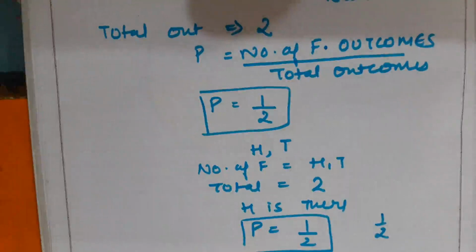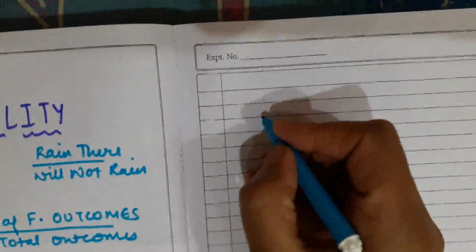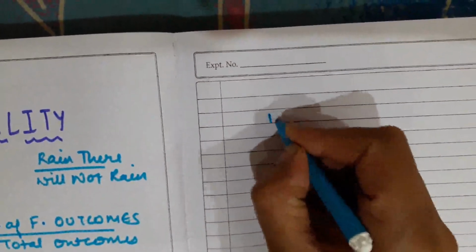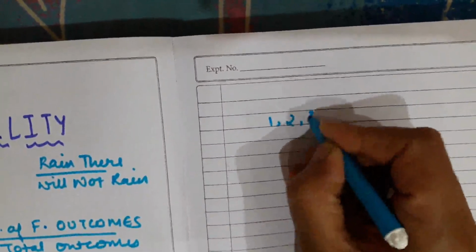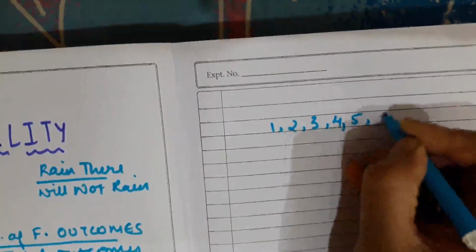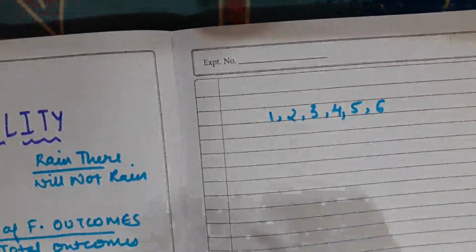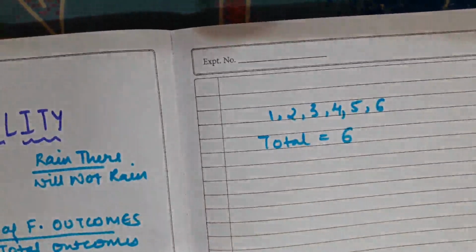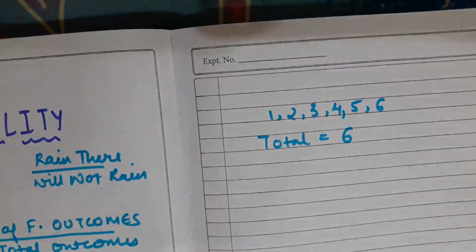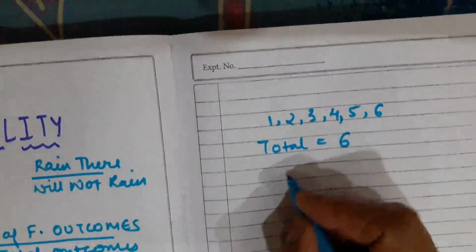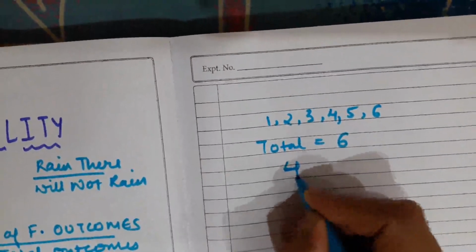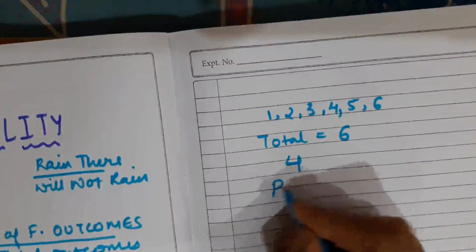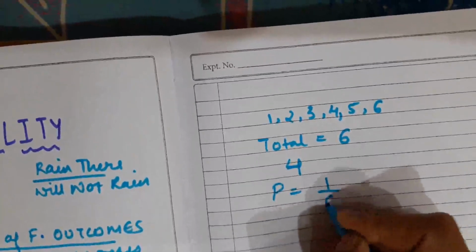Let's talk about more. So let's take the example of a dice here. So you all know about the dice. Dice means Ludo dice. So in that, 1 is there, 2 is there, 3 is there, 4 is there, 5 is there, 6 is there. So the total outcomes are 6. If I ask what is the probability of coming 4, if I want only 4, the probability will be 1 upon 6.